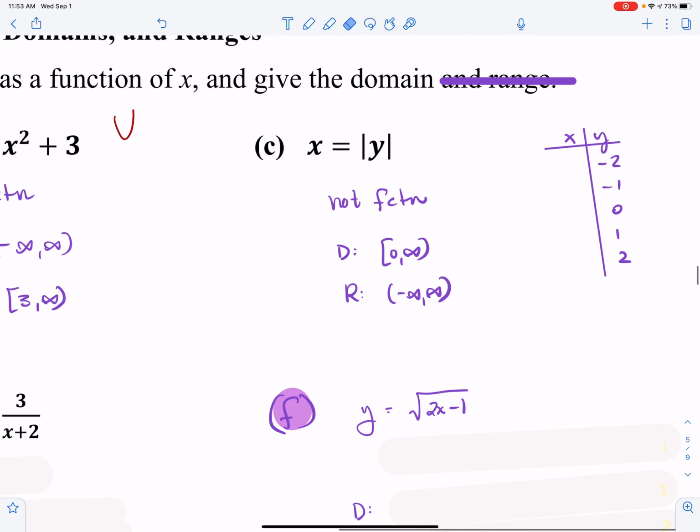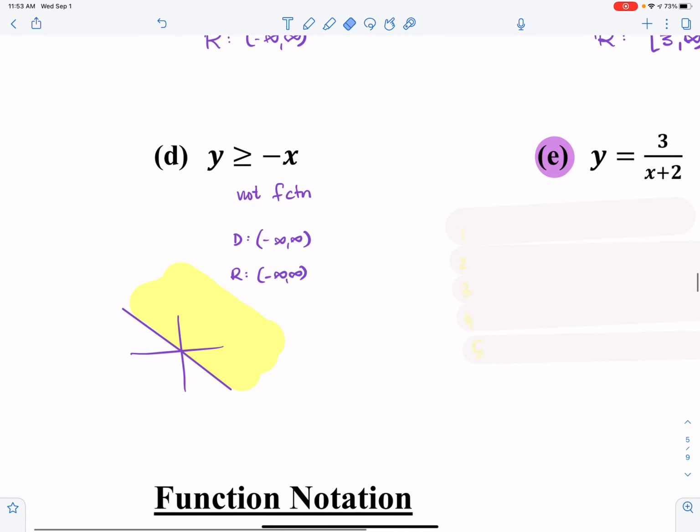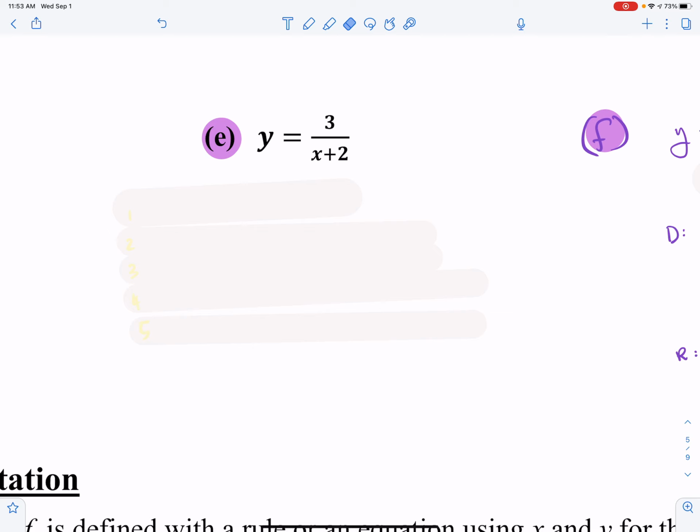I'm going to skip letter C, but you can take a picture of that or a screenshot and come back to it. I'm also going to skip letter D. Again, these are a little easier once I cover some more sections. Let's go over to part E.